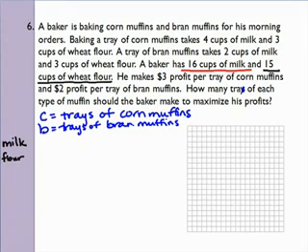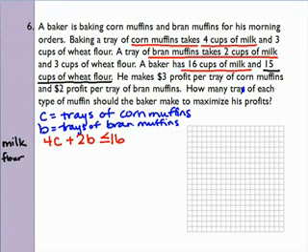The corn muffins take 4 cups of milk, so 4 for every tray of corn muffins, plus the bran muffins take 2 cups of milk. So we need 2 cups of milk for every tray of bran muffins. And that needs to be less than or equal to 16 because that's all that we have.